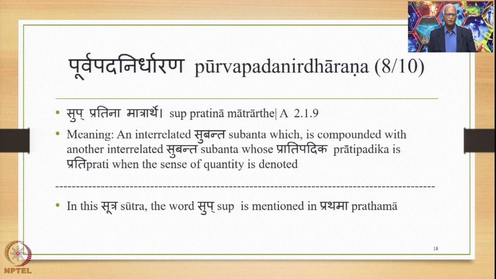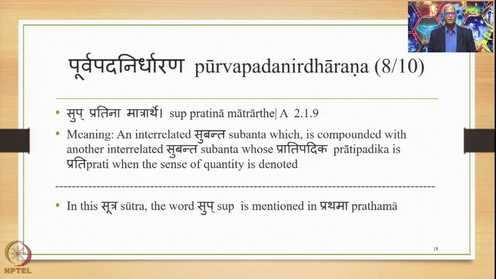Let us take one more example. Supratina matrarthe. This is 2.1.9. There are three padas in the sutra: sup, pratina, and matrarthe. The word sup is mentioned in prathama, pratina is mentioned in tritiya, and matrarthe is mentioned in saptami. What this sutra means is an interrelated subanta which is compounded with another interrelated subanta whose pratipadika is prati when the sense of quantity is denoted.